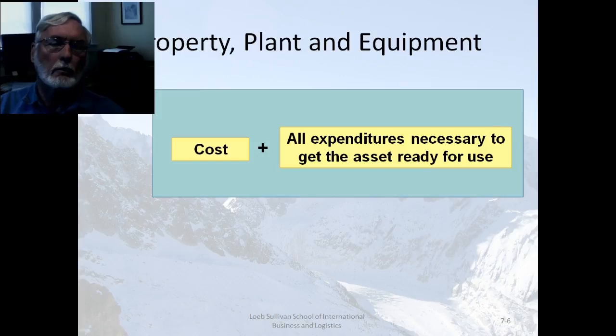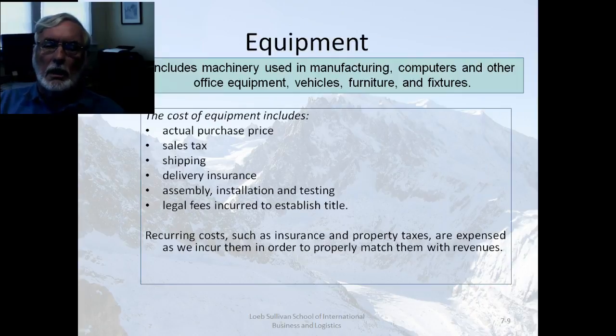In addition, you're going to have, as part of the cost of that machine, the purchase price, the sales tax, if there is any, shipping, any freight that you had to pay to get it to you, insurance while it was being delivered to you, obviously the assembly, installation, and testing we already talked about, and if there are any necessary legal fees to establish title.